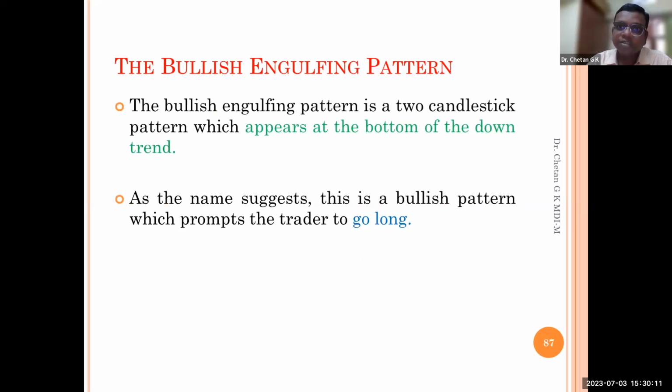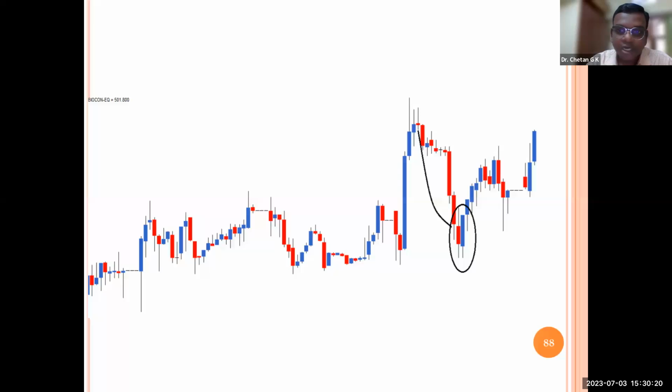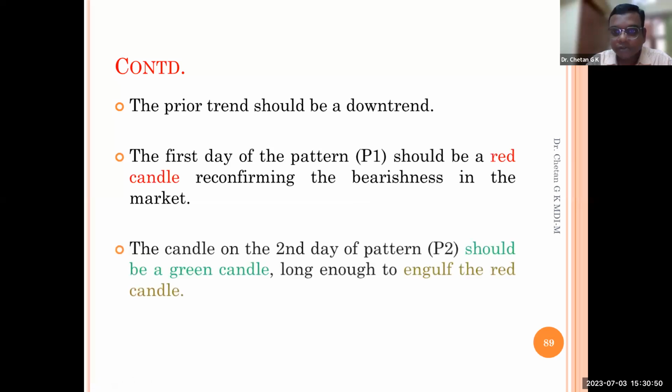A bullish engulfing pattern is a two-candlestick pattern we already discussed. As the name suggests, this is a bullish pattern. The 2-day bullish engulfing pattern is encircled in this chart. Yes, this is one more bullish engulfing. There is a downtrend, bullish engulfing happened, and then the market went up. So this is a bullish pattern, and the prior trend should be a downtrend. We already discussed all that.